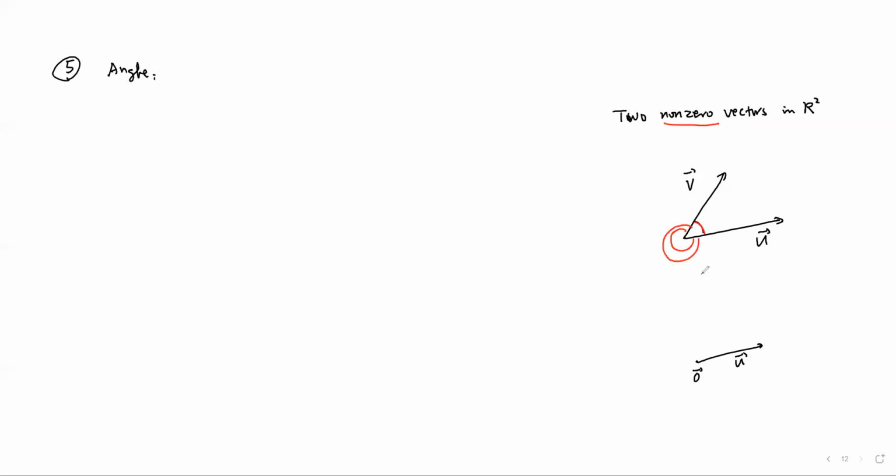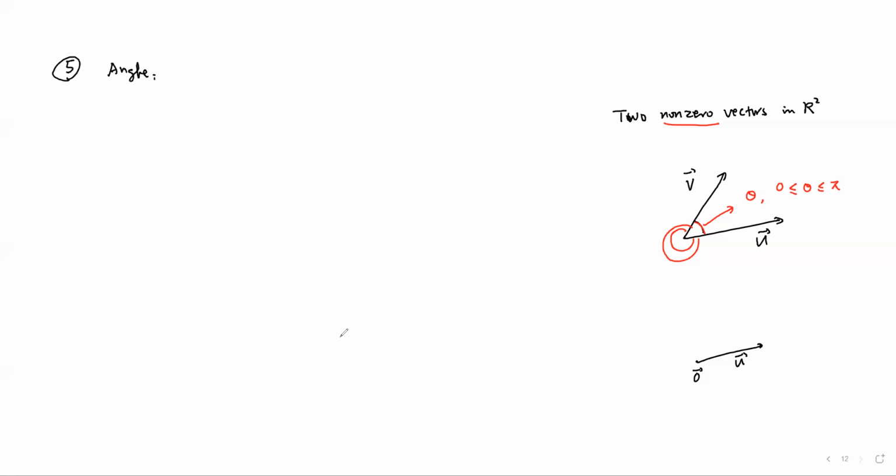Two angles. Usually, when we say the angle between two vectors, we mean the smaller angle. Let me call this given name, theta. Theta between 0 and pi. Pi is 180 degrees. When we say the angle between two vectors, we mean the smaller angle. How to define angle in Rn?